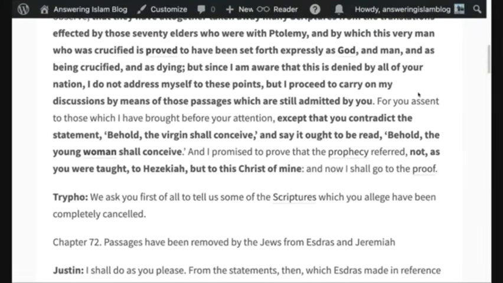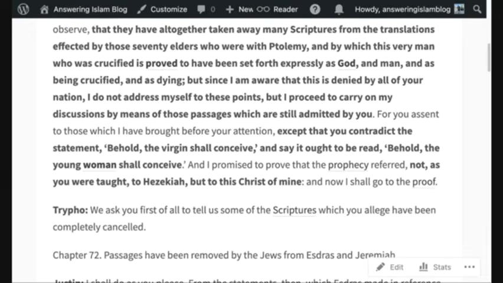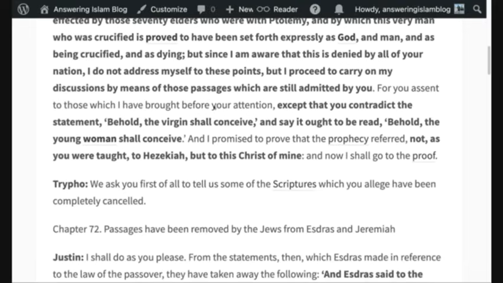So you won't believe me if I show you how your Greek versions have omitted verses from the Greek version. That was done by Jews, wasn't done by Christians. So I'm not going to bother with that, but let me just mention right here: since I'm aware that this is denied by all your nation, I do not adjust myself to these points, but I proceed to carry on my discussions by means of those passages which are still admitted by you. So what I'm going to do is quote those verses that you still have intact.